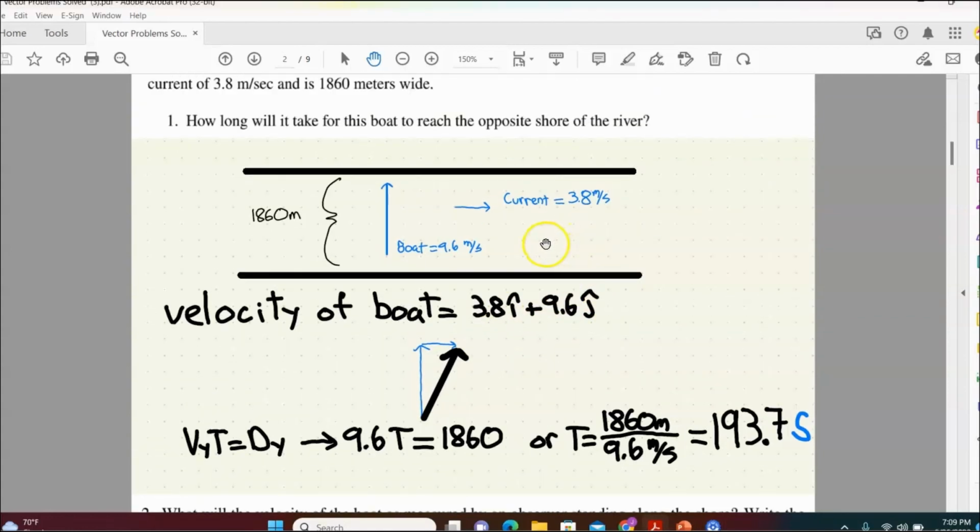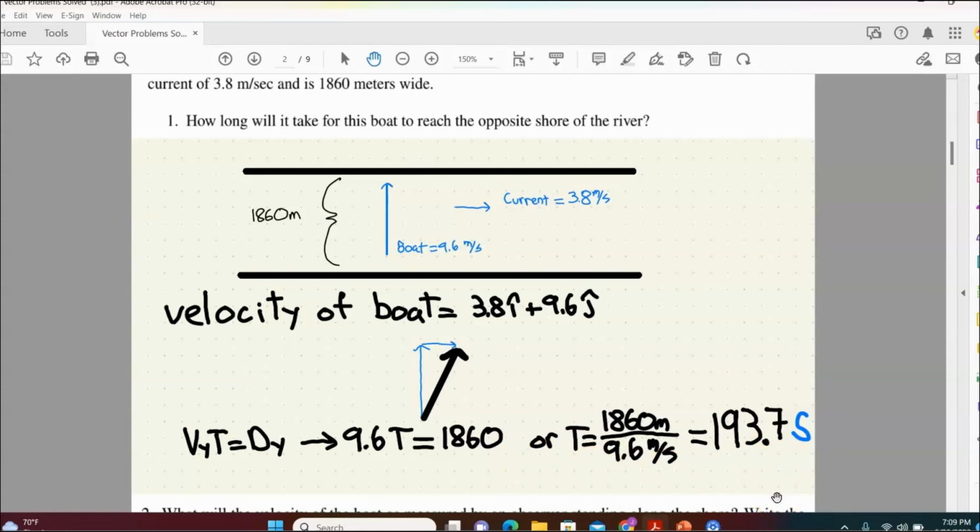The question asks for how long will it take for the boat to reach the opposite side of the river. A standard equation in physics is velocity times time equals distance. Here we have to use the velocity in the y direction times time equals the y distance. So the velocity in the y direction is 9.6 times time equals 1860, or time is equal to 193.7 seconds.